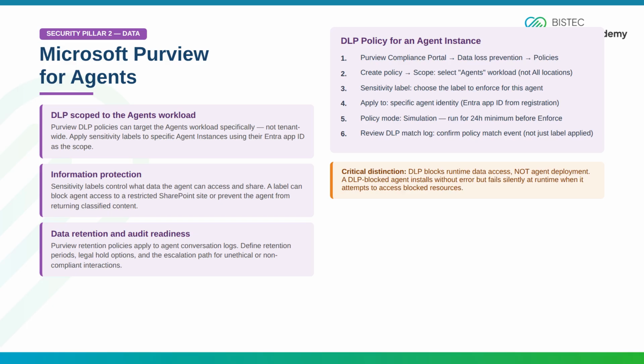Set the policy mode to simulation and run it for at least 24 hours before switching to enforce. And review the DLP match log to confirm a match event was generated, not just a label applied event. The critical distinction to carry with you: DLP blocks runtime data access, not agent deployment. A DLP-blocked agent installs without any error. It only fails at runtime when it attempts to access a blocked resource, and it fails silently. Confirming a match event in the DLP log is how you verify the policy is actually working.